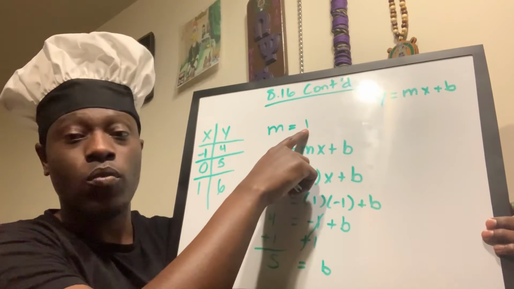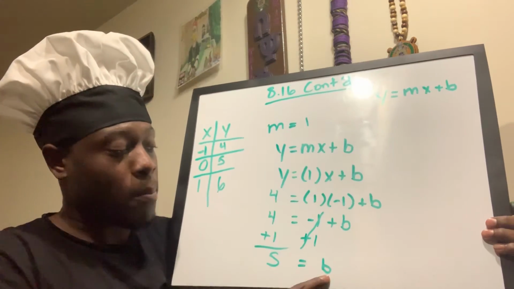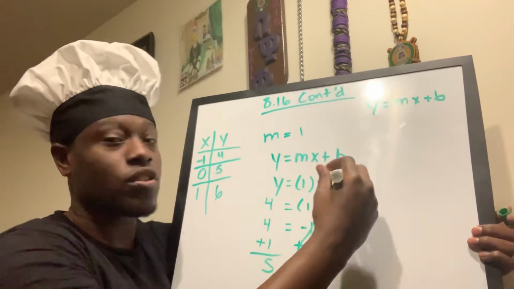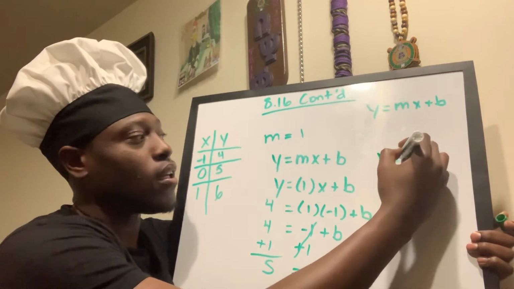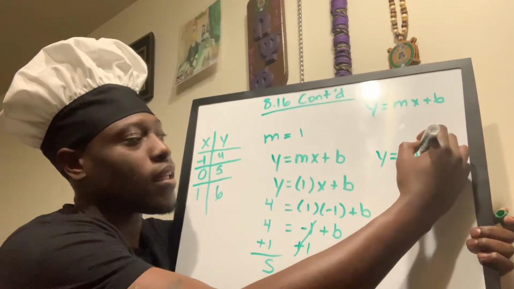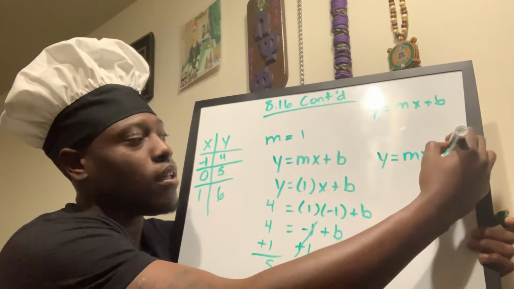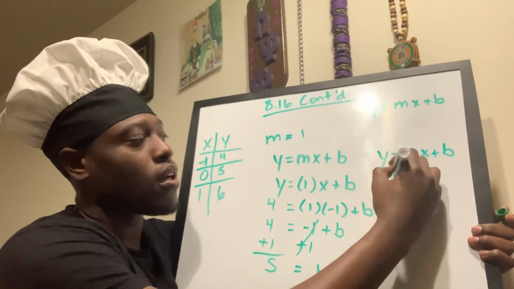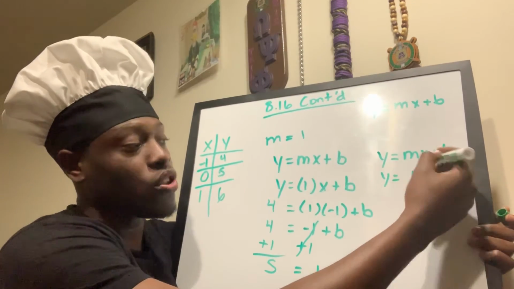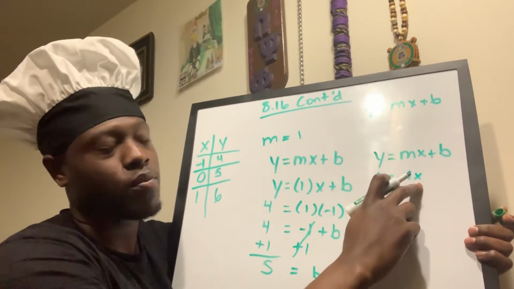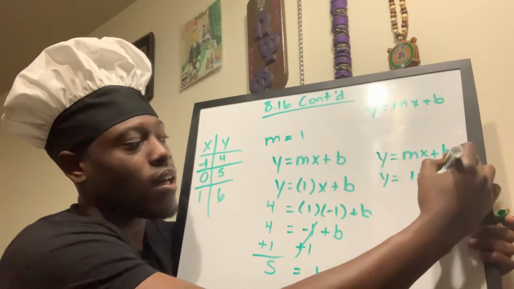Now we're just going to rewrite the equation, because we found our m, which is our slope, to be 1, and we found our b to be 5. So we're just going to rewrite the formula. y equals mx plus b. Our m is 1x, well, just 1, but we're just going to connect it with the x, plus 5.